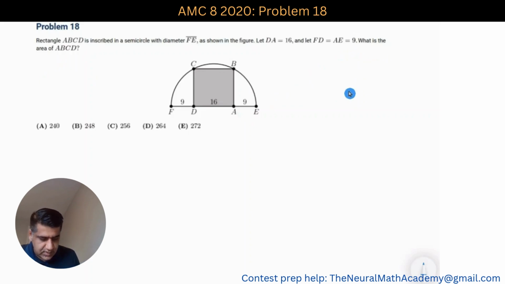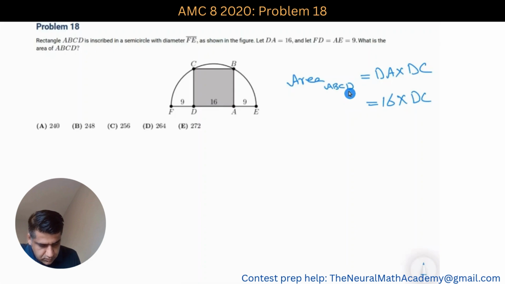So to find the area of ABCD, we need to know the length of DA, and also the length of DC or AB. We are given DA, that is 16. However, we have to find DC. So we can find DC by making use of some of the dimensions that we are given here.